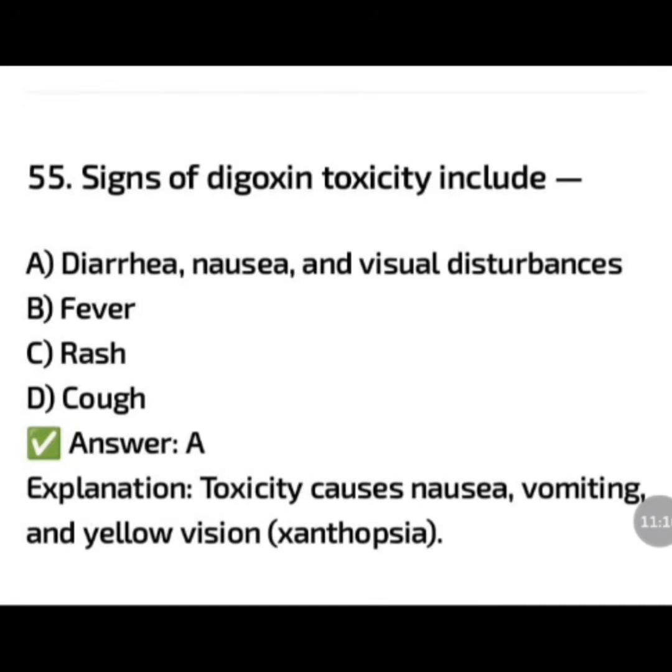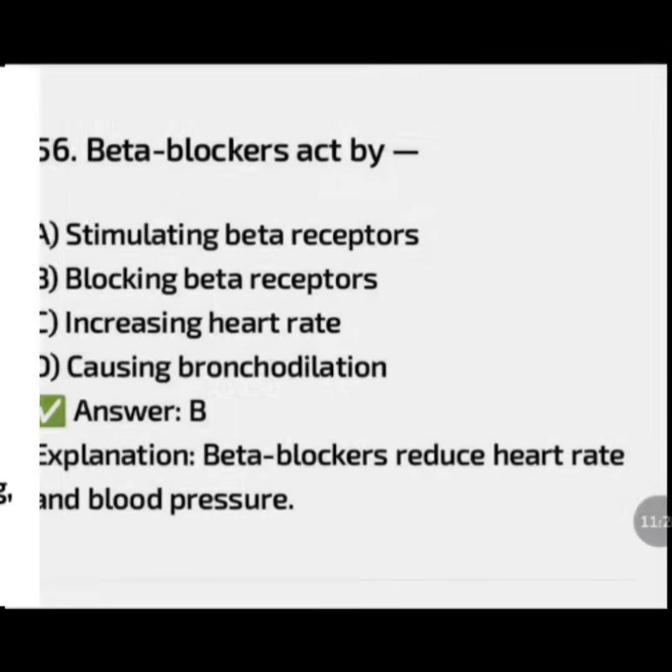Signs of digoxin toxicity include: diarrhea, nausea, visual disturbances; fever, rash; or cough? The correct answer is option A, diarrhea, nausea, and visual disturbances. Toxicity causes nausea, vomiting, and yellow vision, xanthopsia.